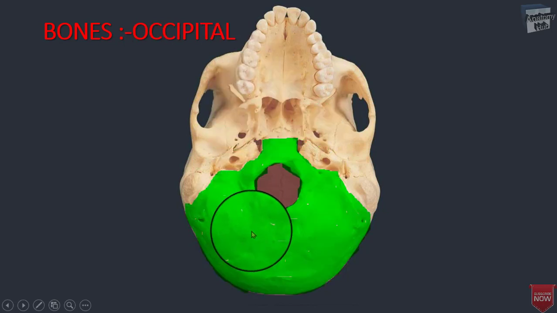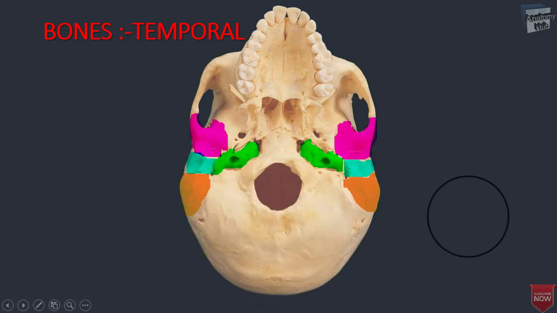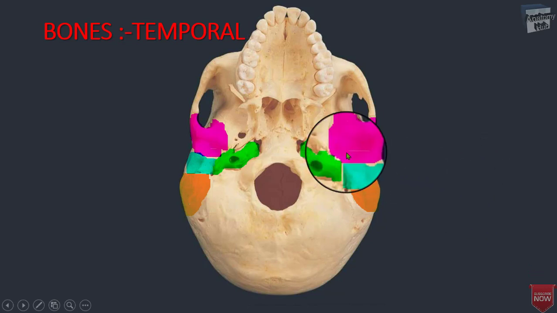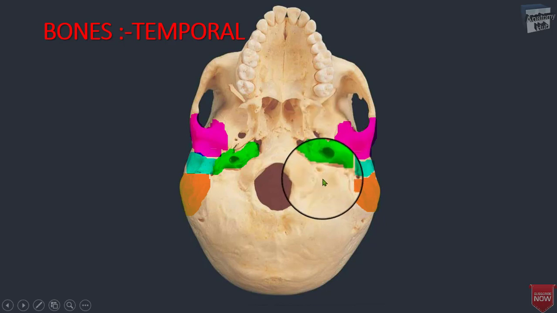Here you will find the unpaired occipital bone that constitutes the central region of the posterior half of the base of the skull, and here you will find the paired temporal bones. The paired temporal bones form the remaining posterolateral portion of the skull base, and each sends a projection, the petrous pyramid. Petrous means hard or rock-like, that's why it is the petrous part, and it is directed towards the midline, intervening between the sphenoid and the occipital bone.